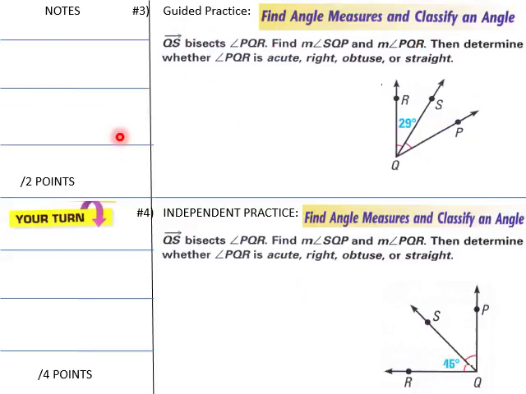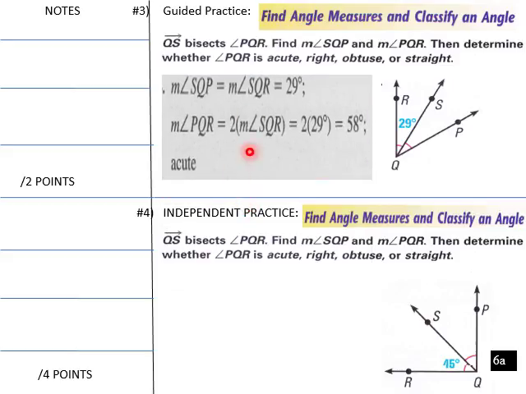Okay, our next guided practice. Students, this is yours, so pay attention. Ray QS bisects PQR. Find the measure of SQP and the measure of PQR. So we need to find this, and then we need to find this. Then we need to call it either acute, right, obtuse, or straight. Okay.